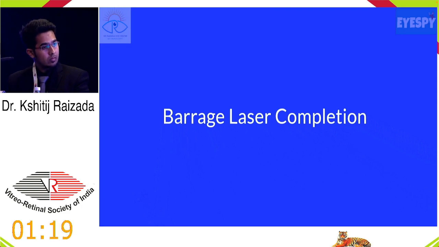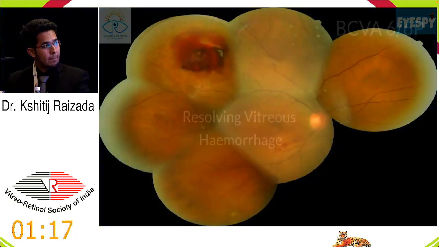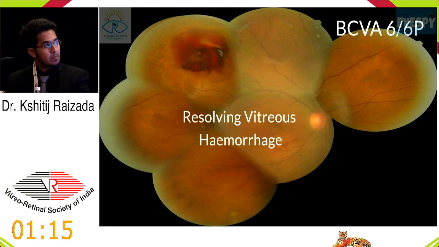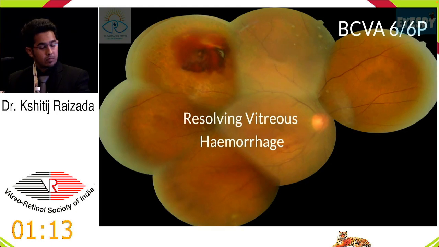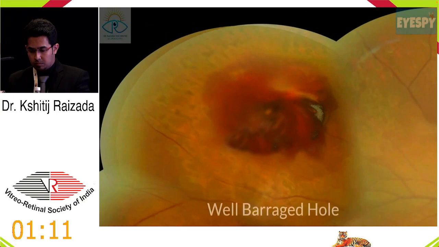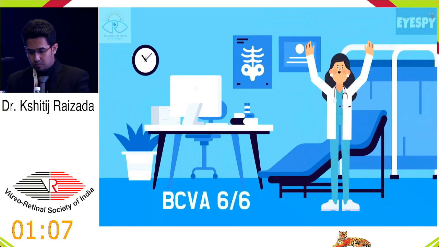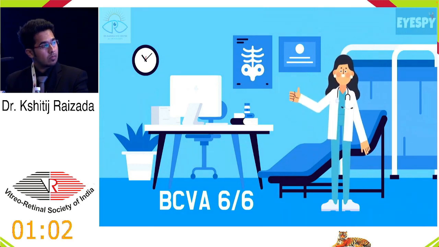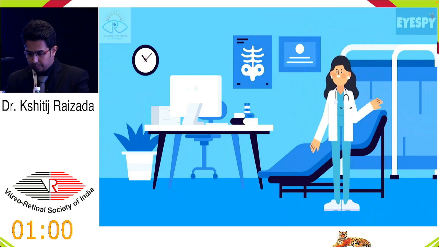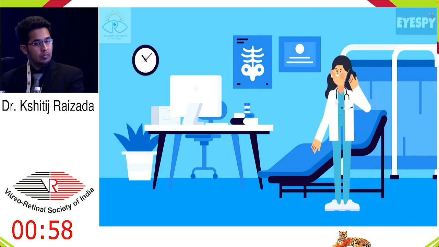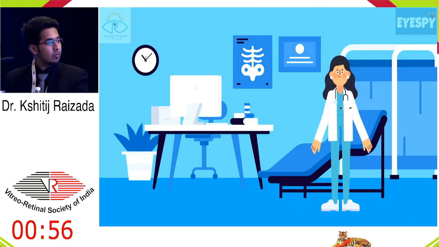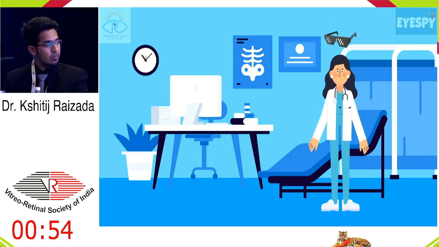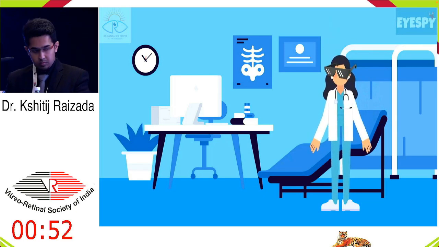One week later, the patient continued showing signs of improvement with resolving vitreous hemorrhage and a well-barraged retinal hole. Three weeks later, the patient was back at BCVA 6/6. She has been advised regular retina evaluation to look for development of complications like CNVM and ERM. She was advised to always wear safety glasses while doing a laser procedure.